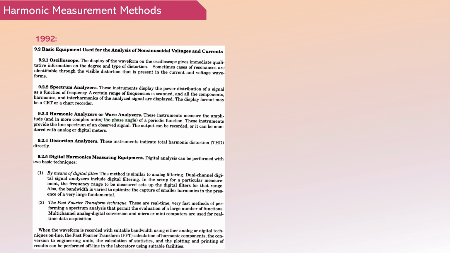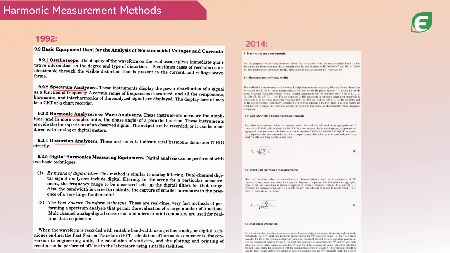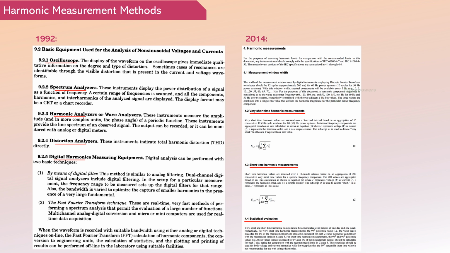4. Harmonic measurement methods. Changes in the harmonic measurement methods are evident. The 1992 version introduced instruments and techniques required for accurate harmonic measurement, including oscilloscopes, spectrum analyzers, harmonic analyzers, and digital harmonic measurement devices. The 2014 version introduced new requirements for harmonic measurement methods, including clearly defined very short-time harmonic measurement, short-time harmonic measurement, and statistical evaluation. These technologies reduce the impact of anomalous data points, with an increased emphasis on statistical analysis over instrument analysis.